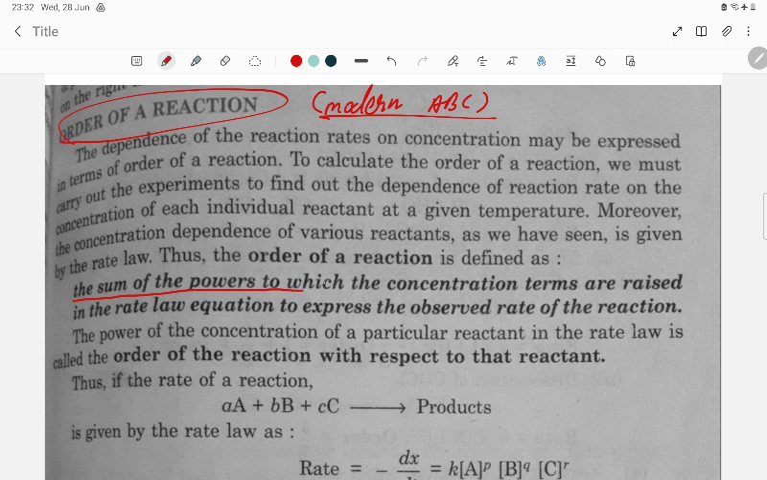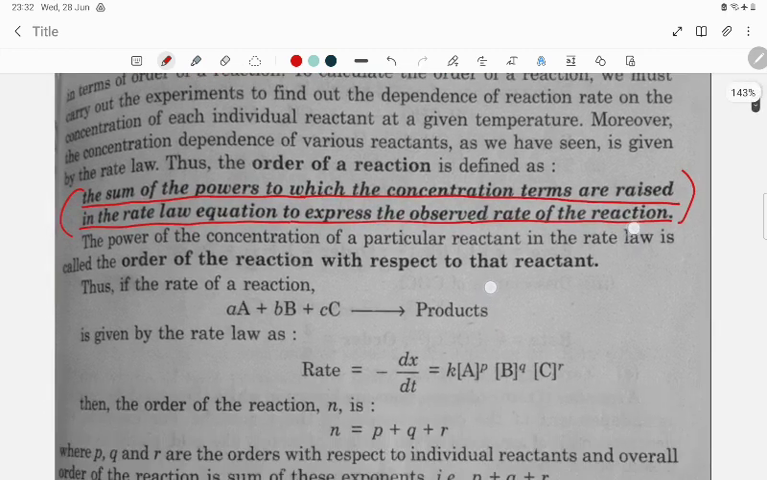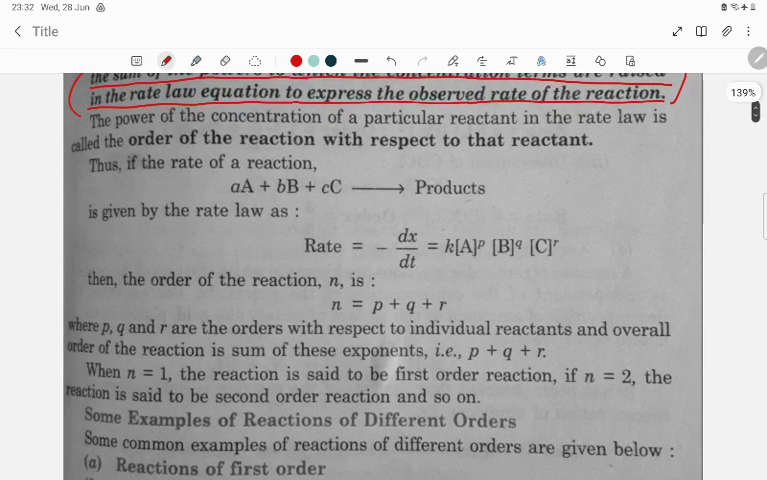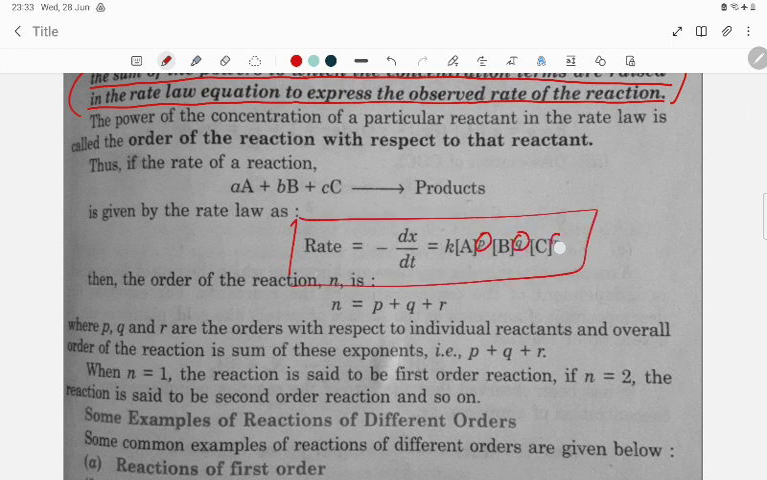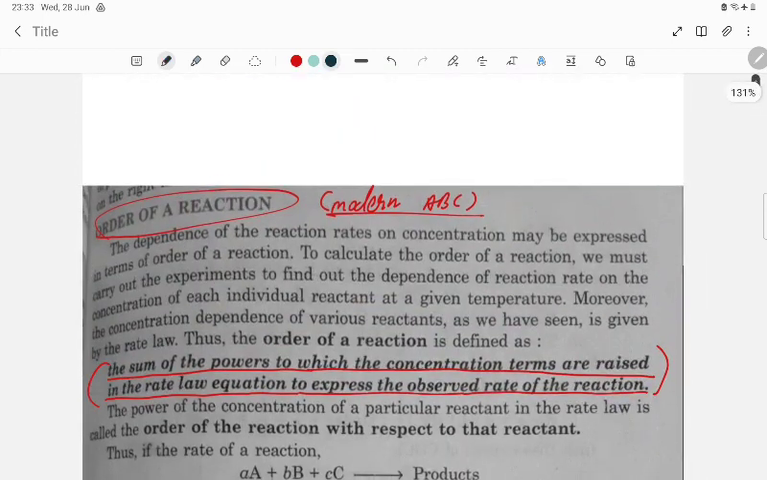Sum of the powers to which the concentration terms are raised in the rate law equation to express the observed rate of the reaction. This is what is called order of reaction. So the sum of powers of concentration of the reactants is called order of reaction. Now see, this is the rate expression, and here the powers are p, q and r. So the order of reaction n is equal to p plus q plus r. This is how the order of reaction is expressed.